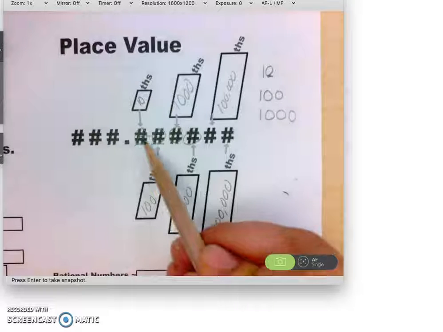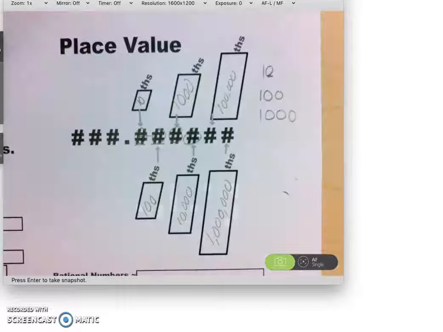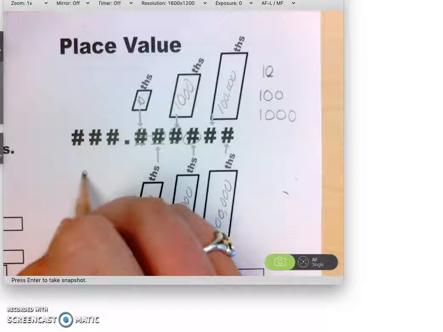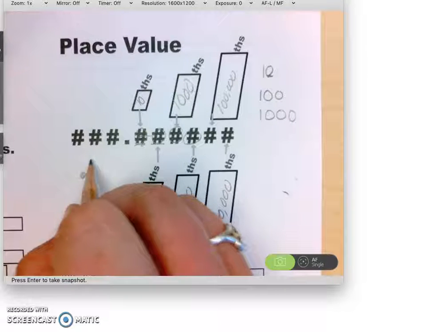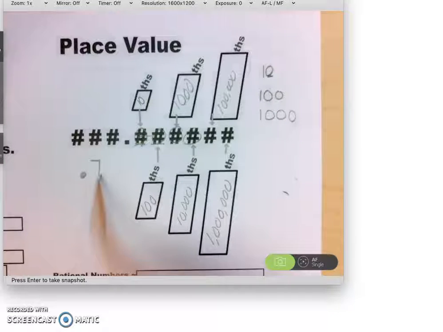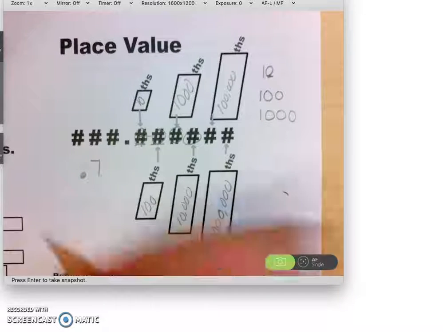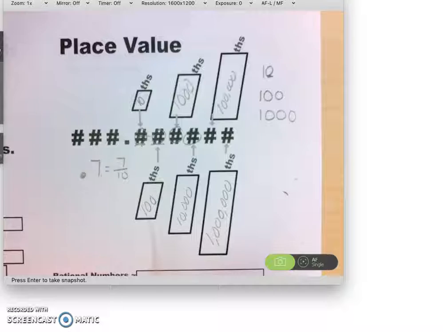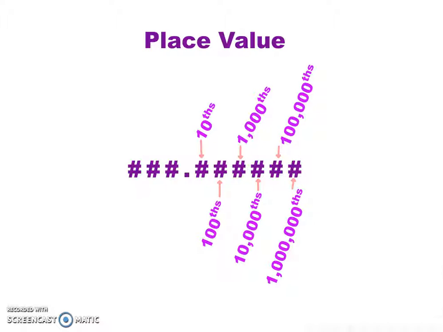So this is your tenths spot. So whenever we have a number that is in my tenths spot here, so say it's decimal 7, that is 7 tenths. And now just say that, 7 tenths. 7 tenths could also be written like that. And we'll get to that more later. Okay.